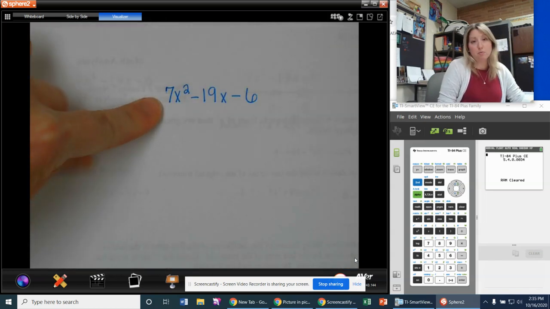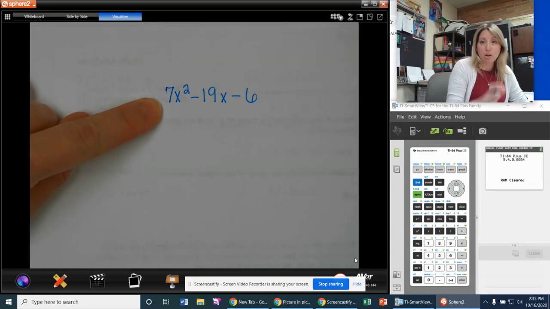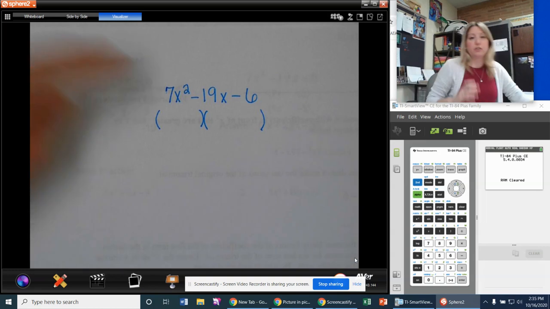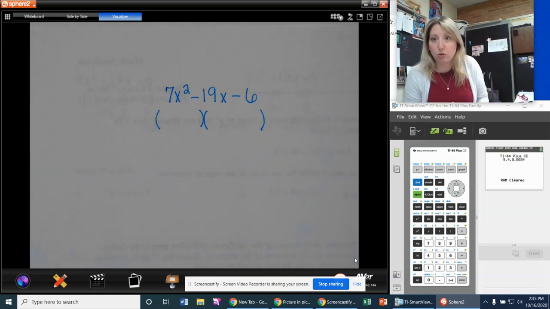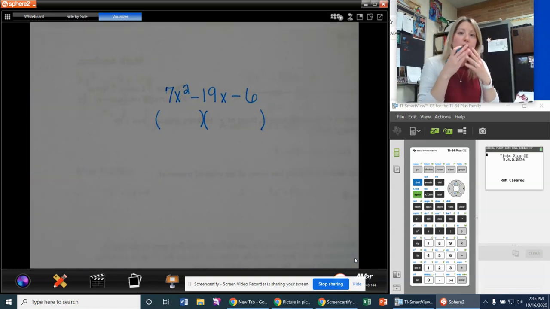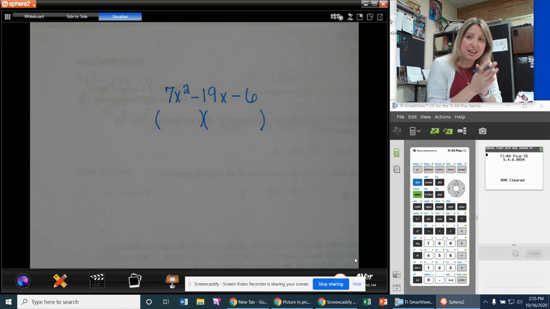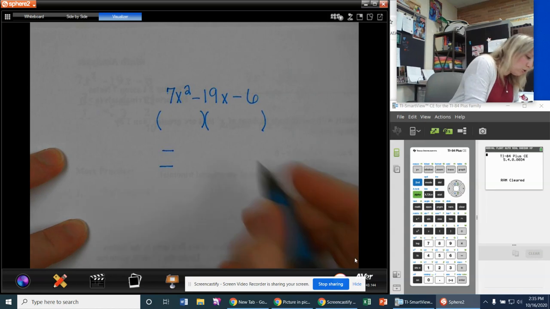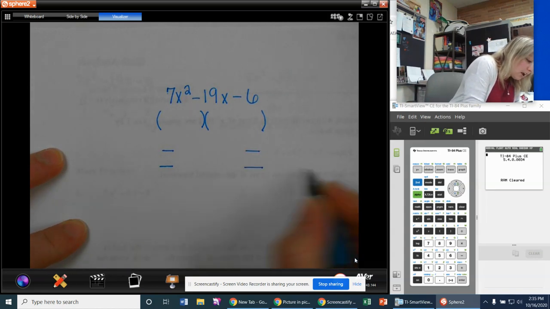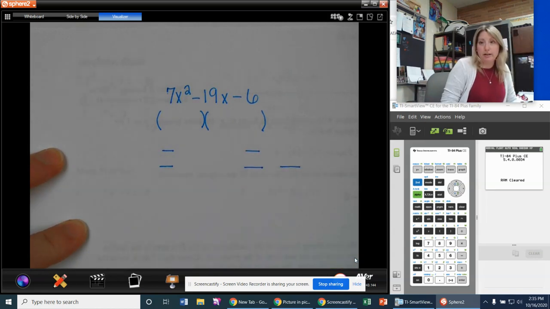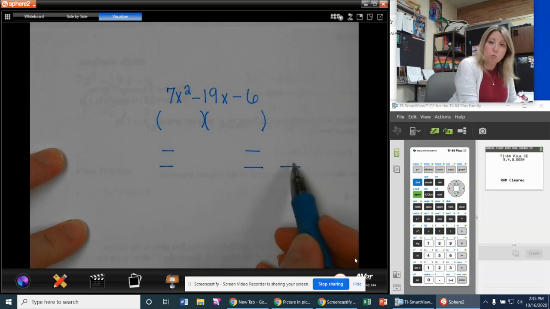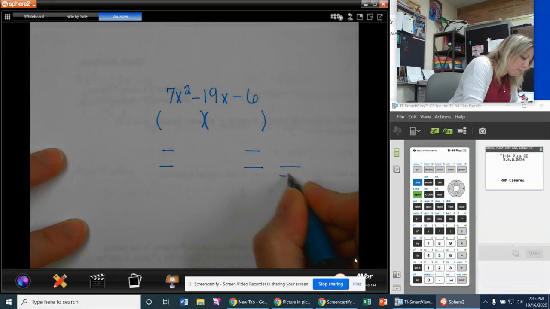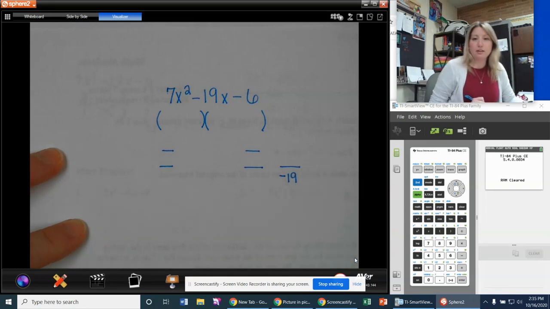I notice that I have a number in front of the x squared. The first thing I'm gonna do is I know that this is gonna factor into two binomials because it's a trinomial, it just has a number in front of the x squared that I have to consider this time. I'm gonna write 5 lines, 2 under the front factor, 2 under the back factor, and then 1 line over here by itself. Under this 1 line by itself I'm going to put my middle number and its sign, negative 19, okay?